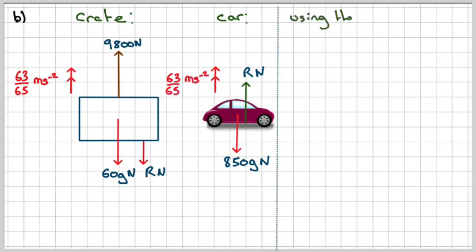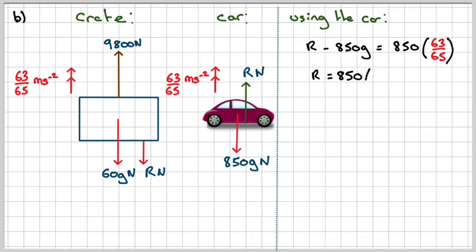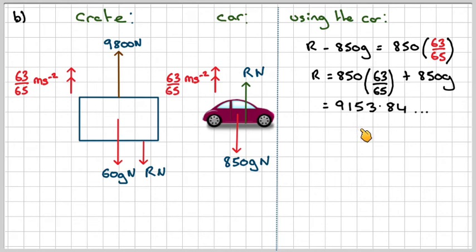Right, if we consider the car because it's the easiest, we can say that R minus 850 G is equal to 850 times 63 over 65, and then R is equal to 850 times 63 over 65 plus 850 G. And that gives an answer of 9,153.84 newtons, which rounded to three significant figures is 9,150 newtons. Now, if we've done this correctly, this R here should be the same for the crate, so you could use one to check against the other.